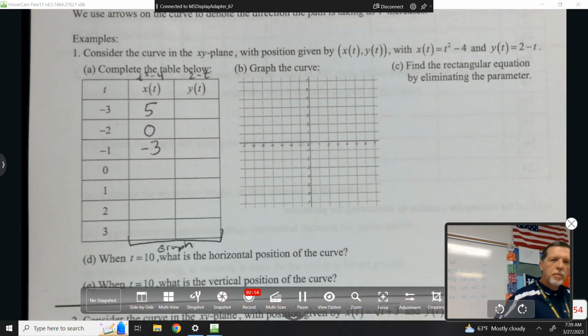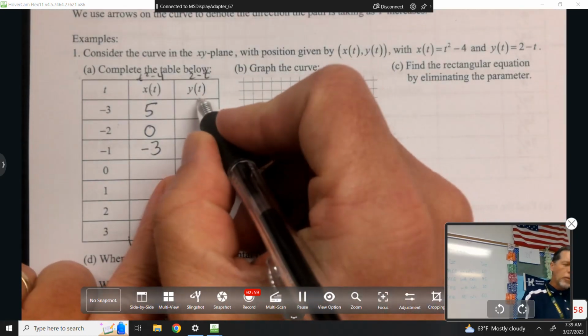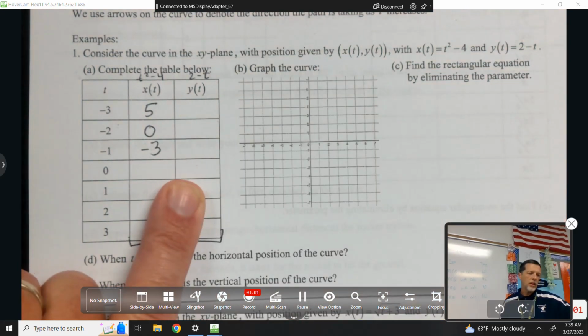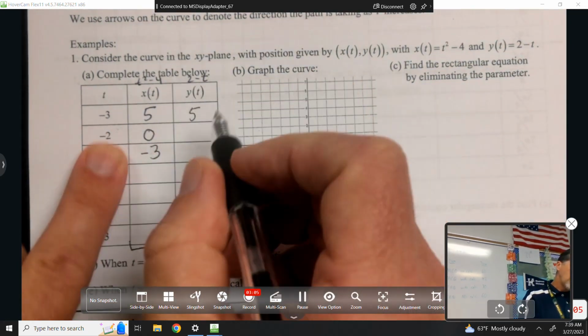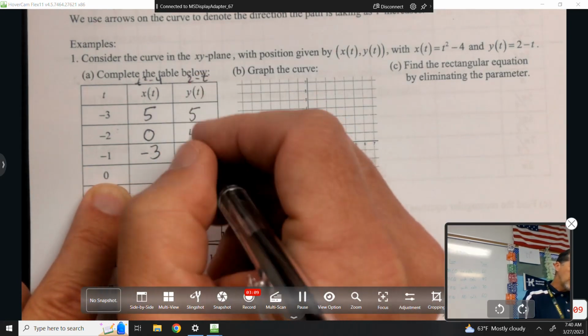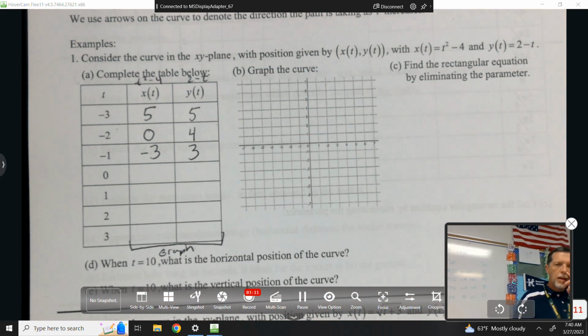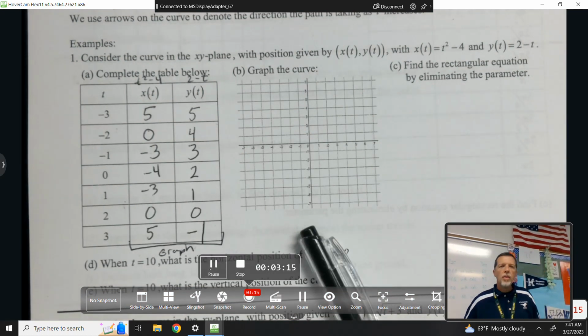And I'm going to, you know what, I want to leave you to fill some of these in. Let's jump over to the y column and do a couple of those together. So 2 minus negative 3 would be 5. 2 minus negative 2 would be 4. 2 minus negative 1 would be 3. And I'm going to press pause and let you finish filling out. The y table had a nice, easily identifiable pattern. The x table, maybe not so much.